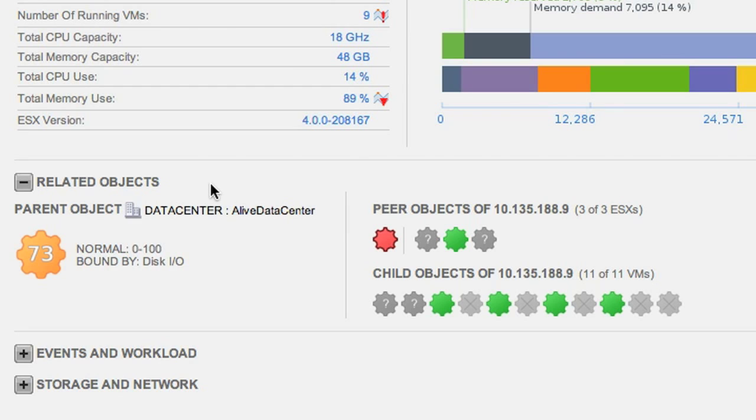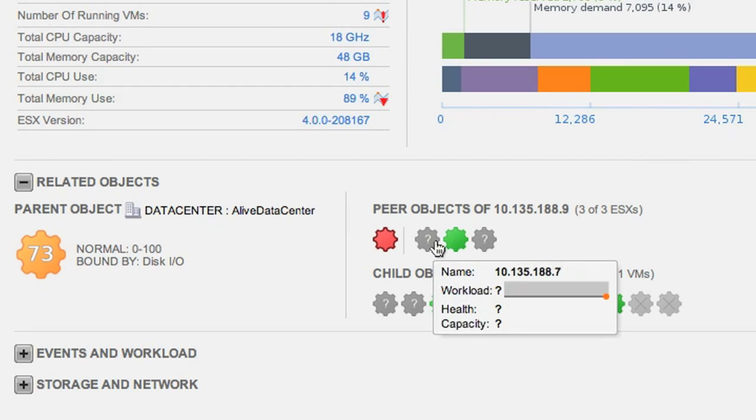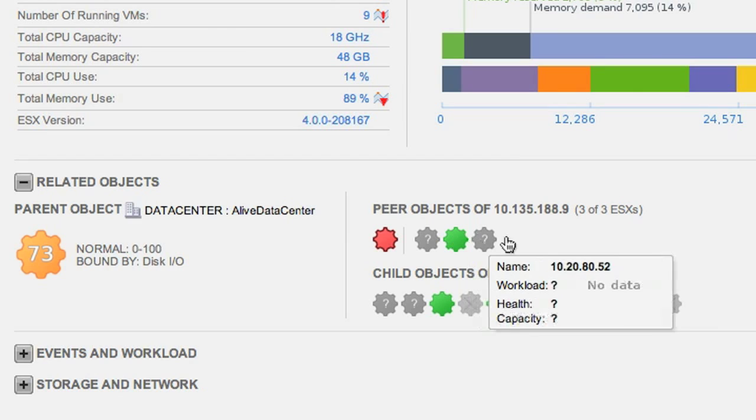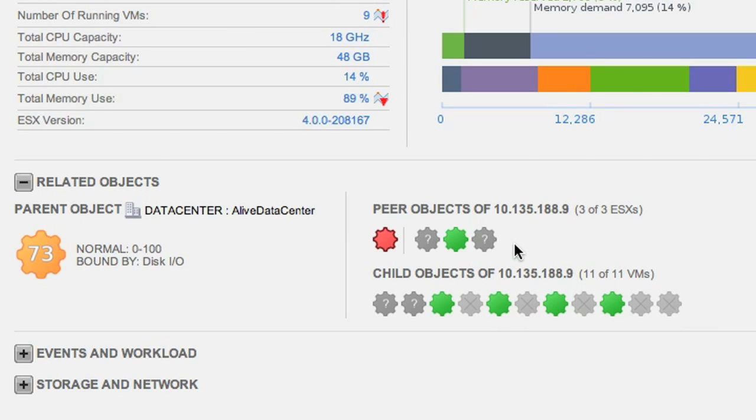The next section is the related objects. You'll notice two subsections here. First, we have information about this object's parent. In this case, it's a data center. And we can see the parent's workload. We can also see the peers of this object. Are other ESX hosts suffering in the same way that this one is?